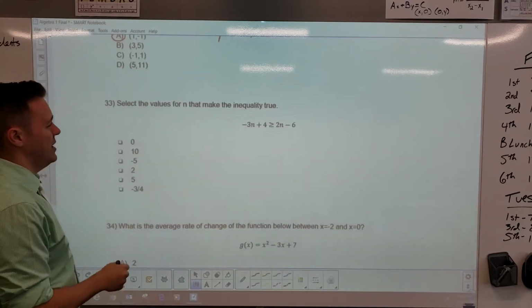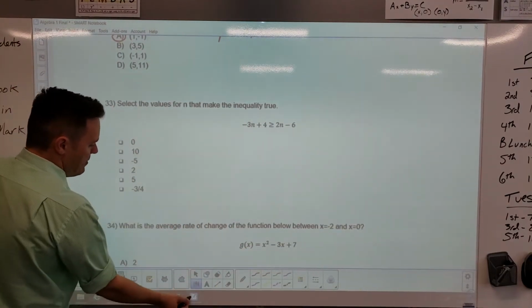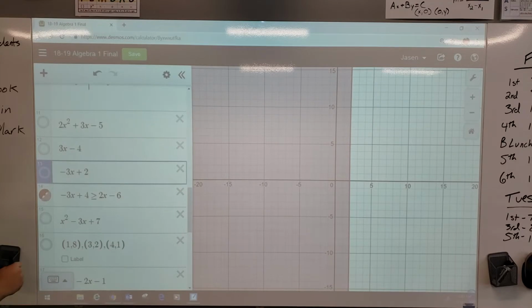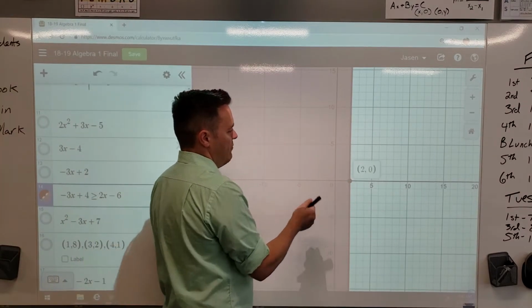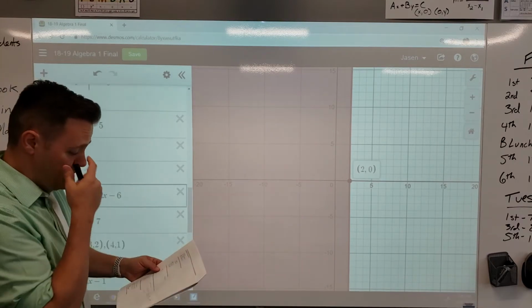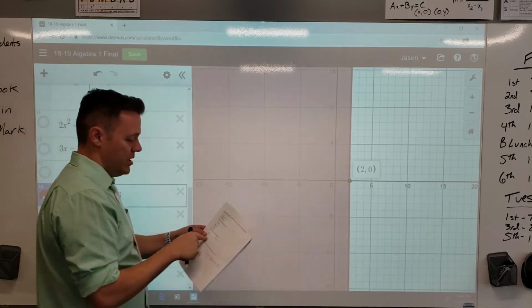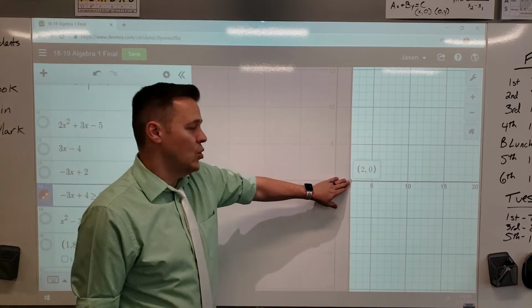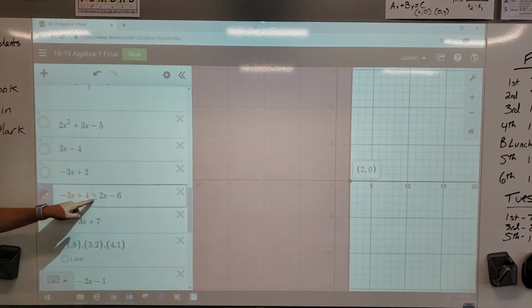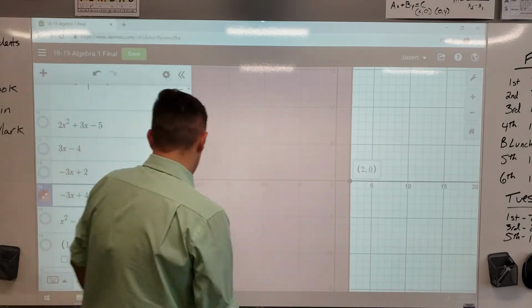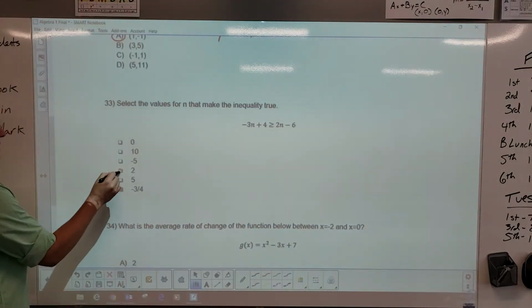33 talks about an inequality that is true. You would graph that. Make sure you change the values, okay, to x. So here's the inequality right here. Turn that one off as well. So my inequality, you're just looking at what values are in the shaded area. So your values that you start off with, of course, are 0. 0 is in the shaded value, so that's a yes. 10 is not, so that's a no. -5 is a yes. 2 is a yes, because our inequality sign is equal to. If you did not have the equal to sign, it was just like that, then the answer would be no. But in this case, it's yes. 5 is a no. -3/4 is, of course, a yes.